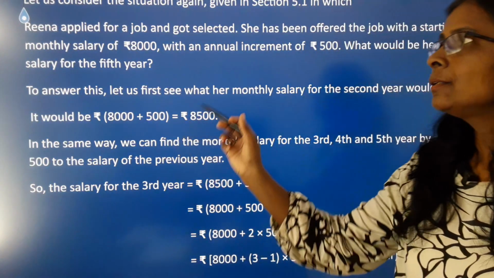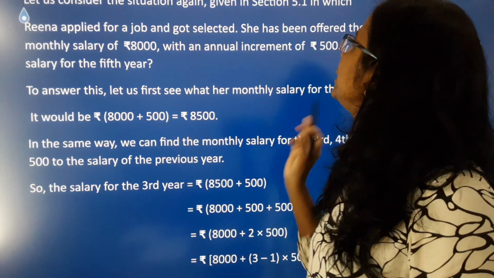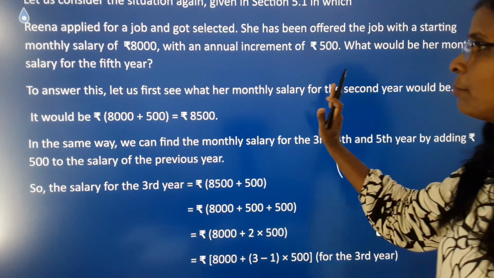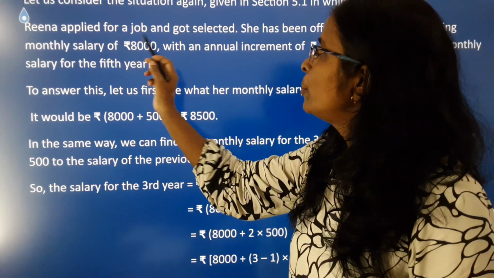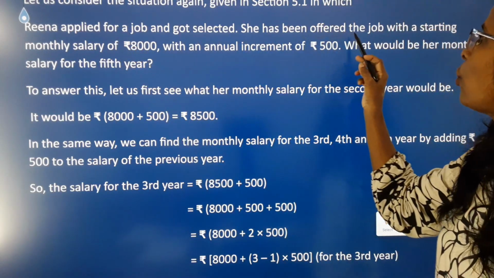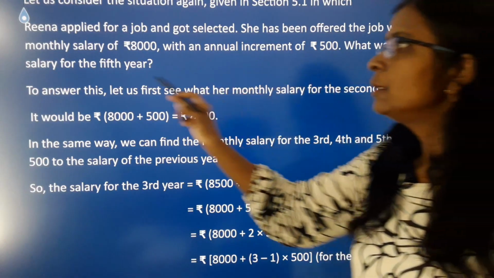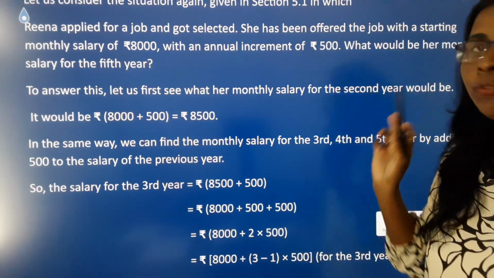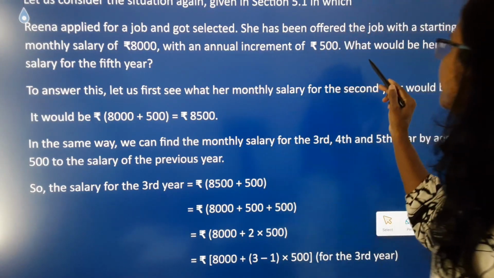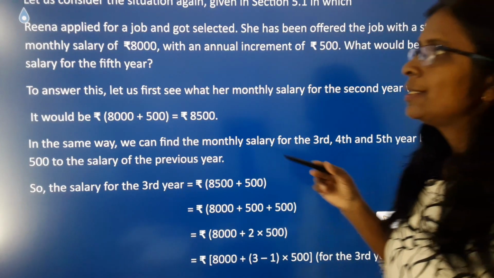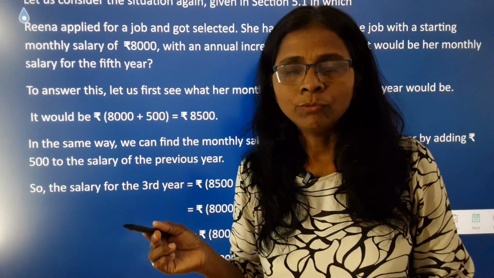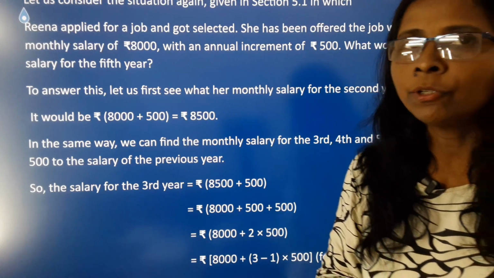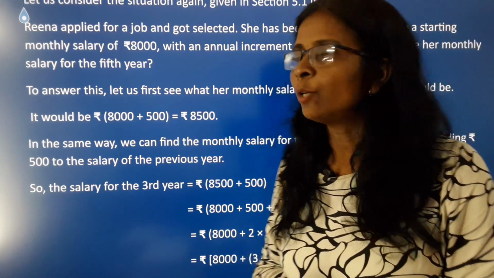Students, let us consider the situation again given in section 5.1, the example in which Reena applied for a job and got selected. She has been offered the job with a starting monthly salary of rupees 8,000 and with an annual increment of rupees 500. And what would be her monthly salary for the fifth year? We have to find out the fifth term. That means the monthly salary for the fifth year. How can we find this out?